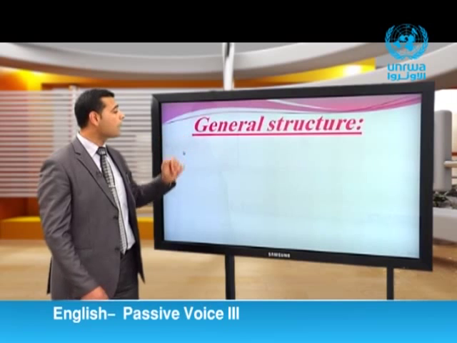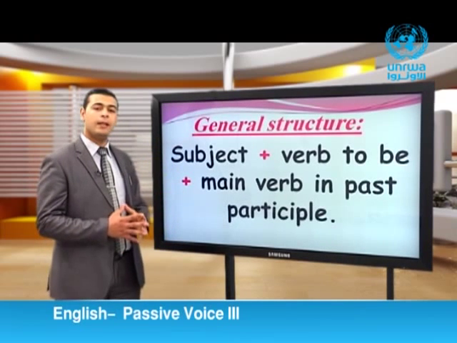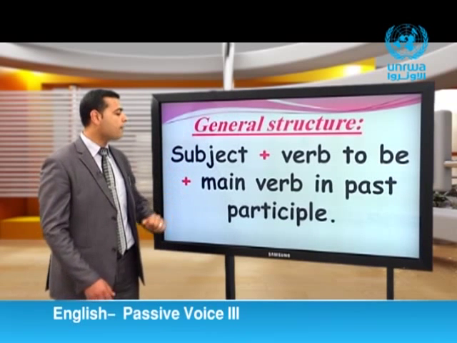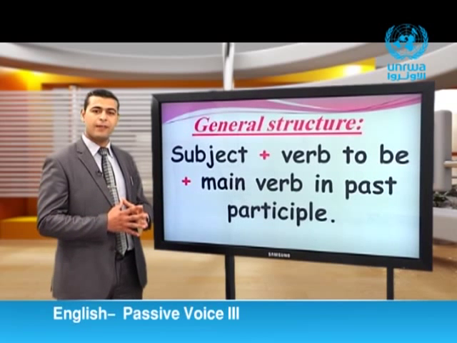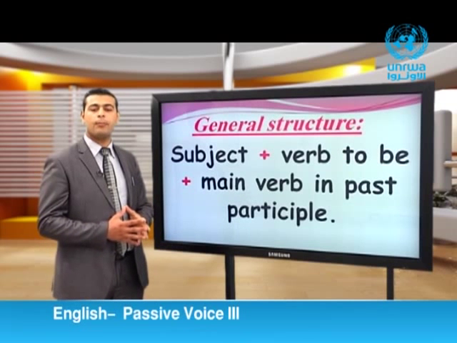So here, let's look at the general structure of the passive voice. Here we have a subject plus verb to be plus main verb in the past participle. Again, the general structure of the passive voice: subject plus verb to be plus main verb in the past participle.